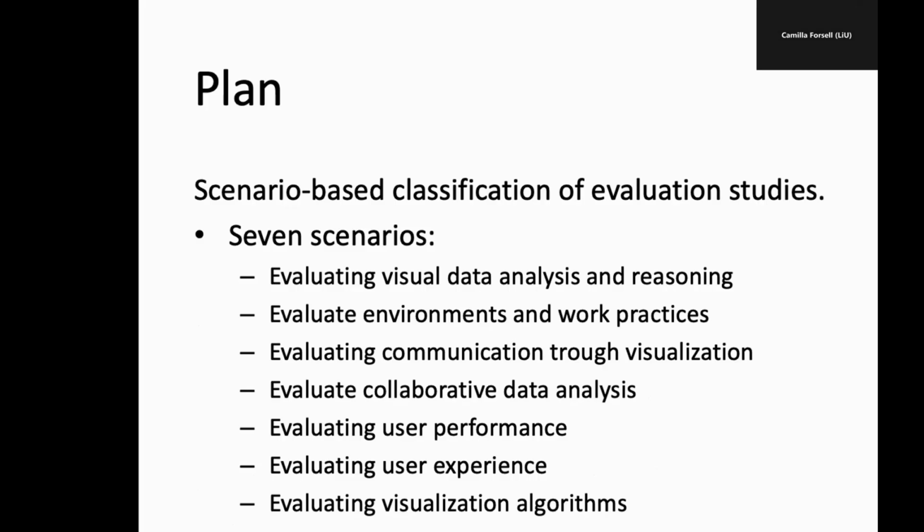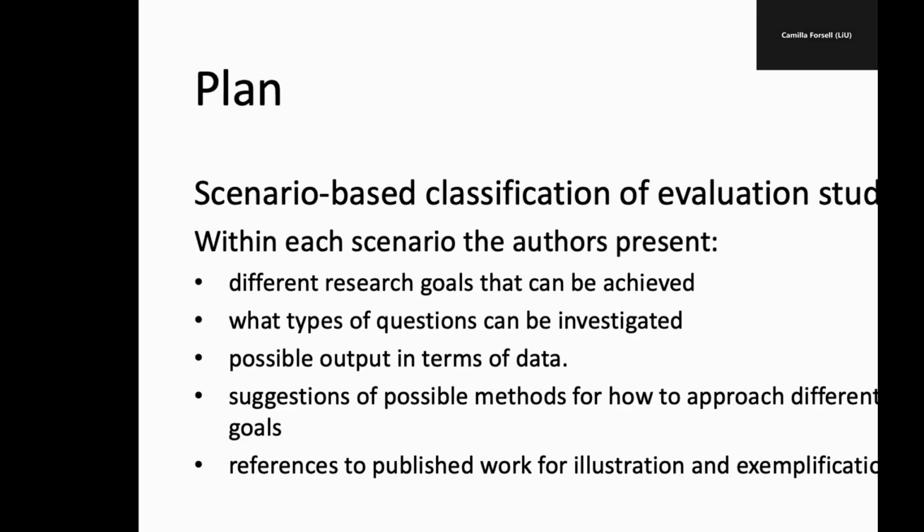And there is literature out there, and I recommend this paper. Lam with colleagues published this in 2012. It's still highly relevant. They present 7 different scenarios. And in these ones, they talk about what kind of goals you can have, what kind of questions you can ask, what kind of data you can expect and should aim for. They also suggest different methods, present example studies, and discuss why we should do evaluation. What is the worth of the actual process? So this one I really recommend.